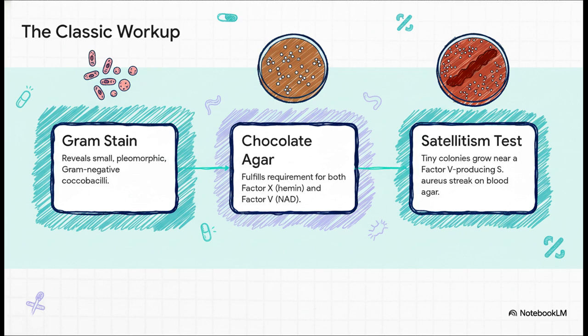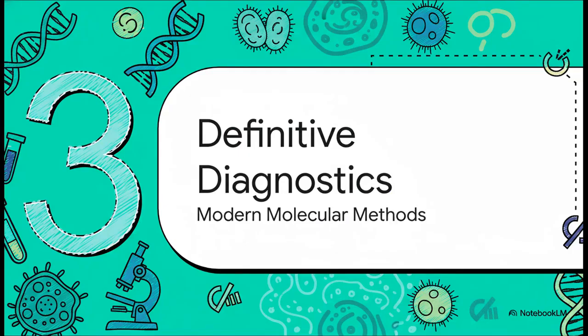Then, because this little guy is so picky, so fastidious, it needs that rich chocolate agar to get both its required X and V factors. And of course, the elegant satellitism test on blood agar. You see those tiny colonies just cozying up to a Staphylococcus aureus streak to leach that factor V it needs? It's a perfect demonstration of its very specific growth requirements. Okay, on to Section 3.